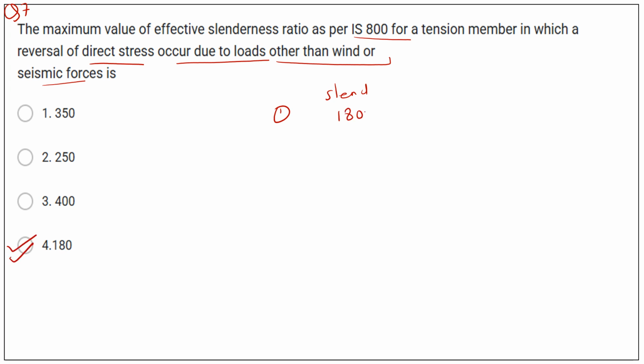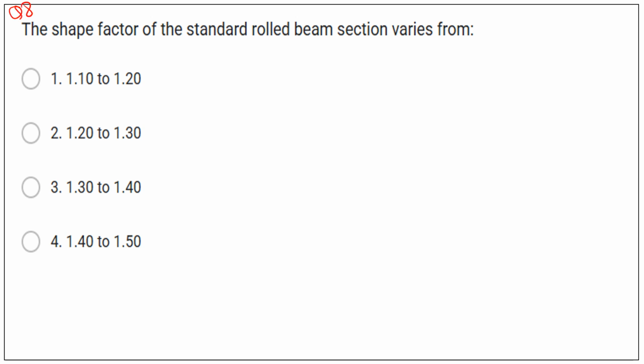The next question, question number 8. The shape factor for a standard rolled beam section. To know about the standard rolled beam section shape factor, first we know that the rolled section is of I or H shape, and for I and H shape the shape factor is 1.1 to 1.2. So the first option is correct. Here we also discuss the remaining shapes. In that, the first one is rectangle.